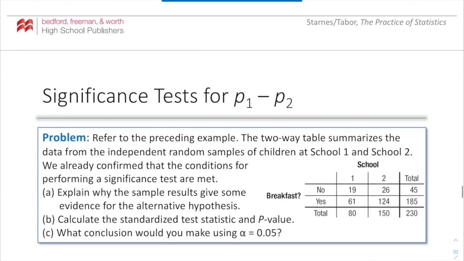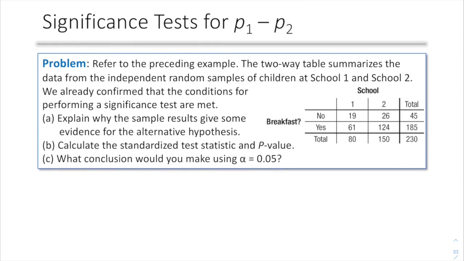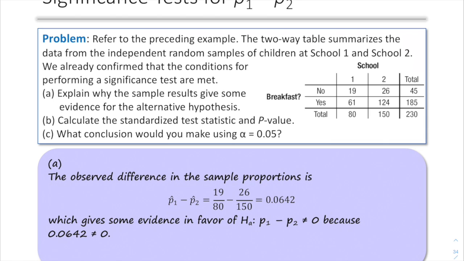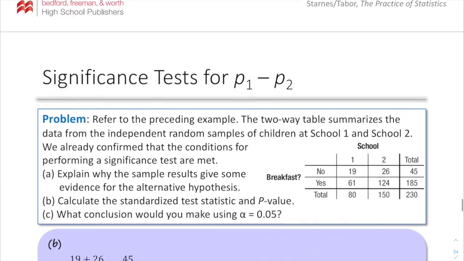Okay, so let's look at an example. This is still the breakfast problem. Part B: explain why the sample results give some evidence for the alternative. Part C: calculate the standardized test statistic and p-value. And then what conclusion can you make? We have from School 1, 19 out of 80, and School 2, 26 out of 150. When you take those two proportions and subtract them, we get something that's not equal to 0. Therefore, we believe that there is a difference between the two, so we do have evidence in favor of the alternative.